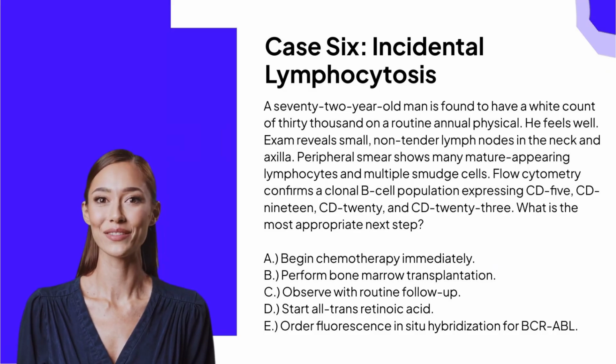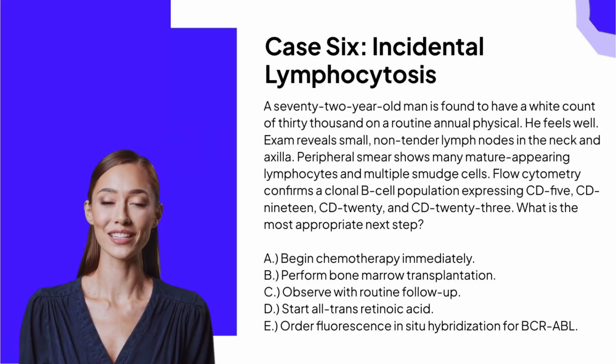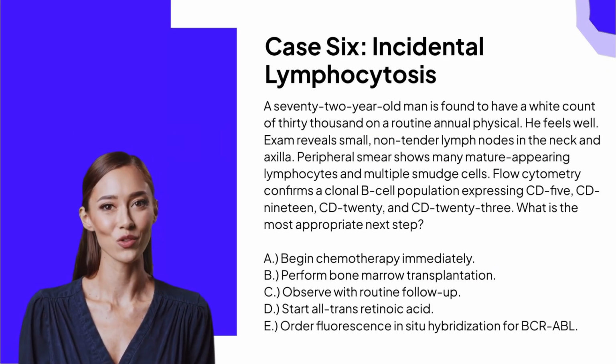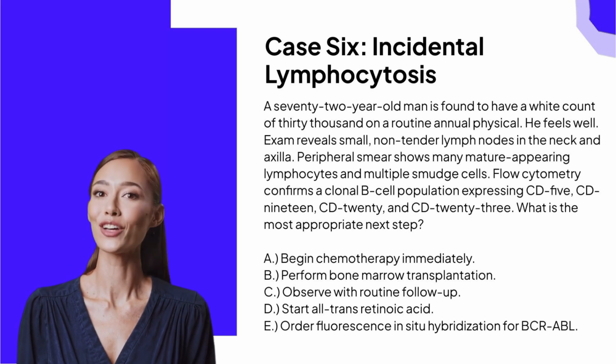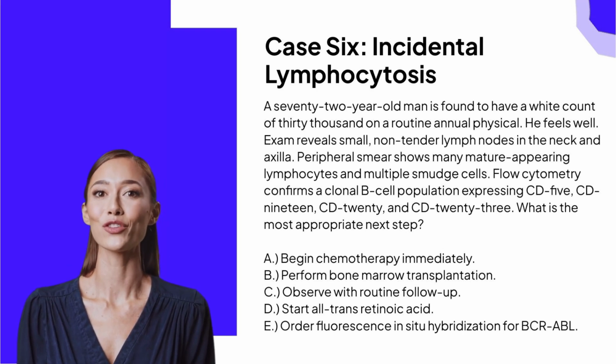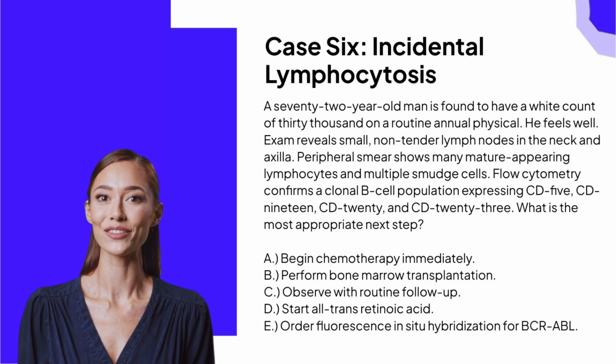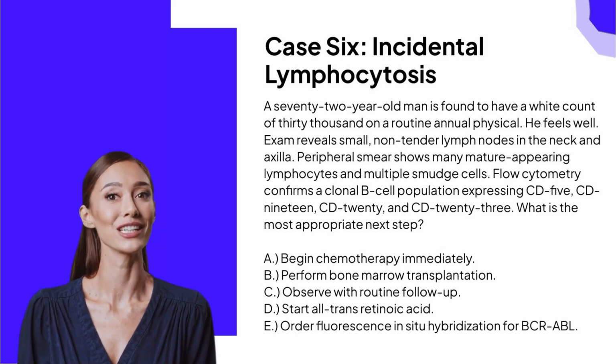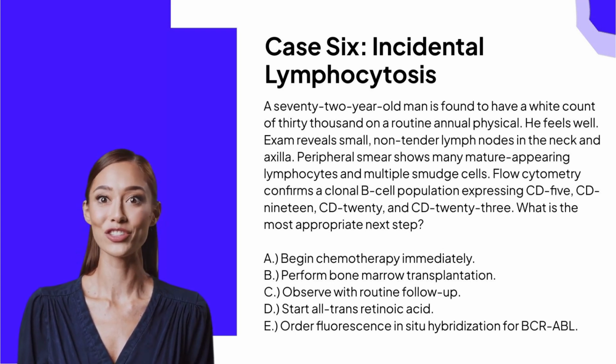Case 6. A 72-year-old man, feeling well, is found to have a white count of 30,000 on routine labs. He has small, painless lymph nodes. The smear shows smudge cells. Flow cytometry confirms a CD5 positive, CD23 positive B-cell population. Pause and pick what to do next.